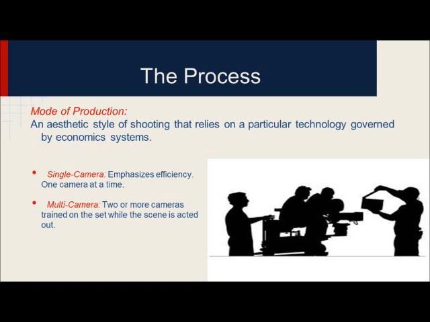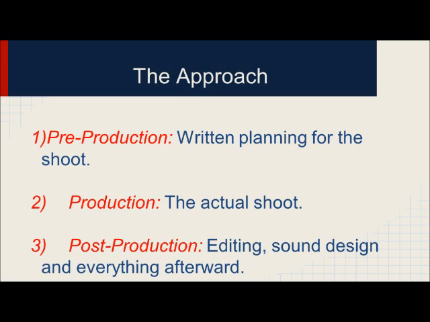With a single camera, which emphasizes efficiency, one camera at a time, and the multi-camera. This is two or more cameras trained on the set while the scene is acted out. The approach. Pre-production is the written planning for a shoot. Production is the shoot itself, and post-production is the editing, sound design, and everything else that comes afterwards.